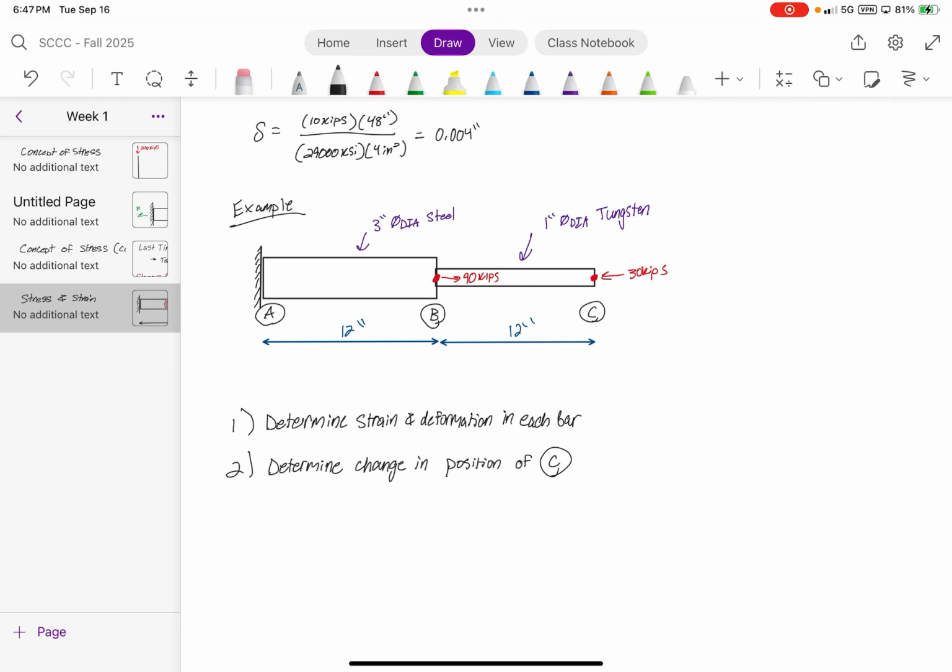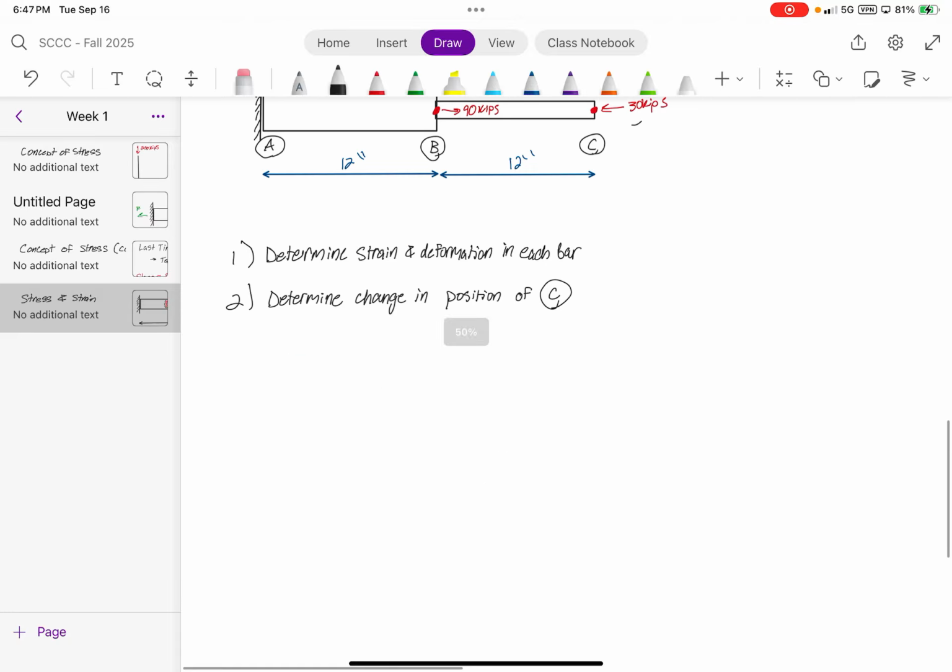What was step one of any of the problems that we solved previously? What do you guys remember? Yeah? Finding the external forces. Right. Step one was always determine external equilibrium.